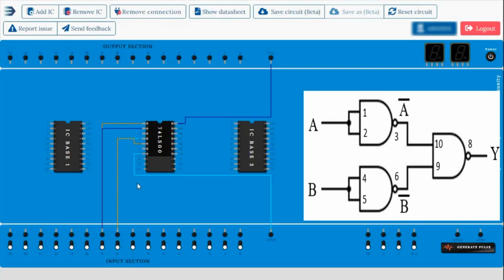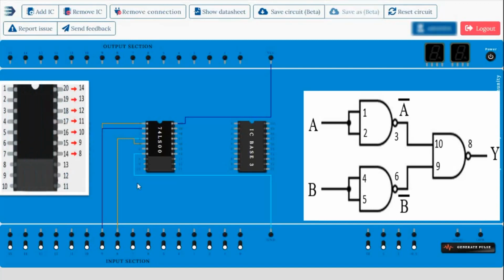Pin number is given 10 and 9. So we have to follow pin sequence that is discussed in the first video. Here pin number 10 and 9 means pin number 16 and pin number 15 of IC base. So output of first NAND gate connected to pin number 16 and output of second NAND gate connected to pin number 15.